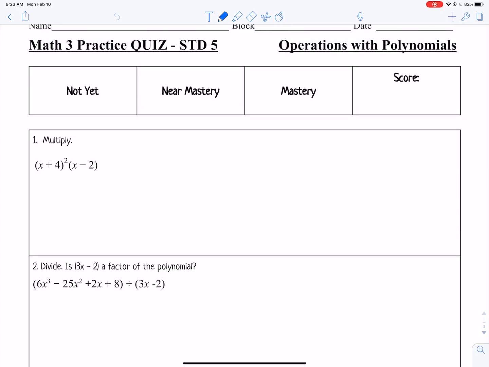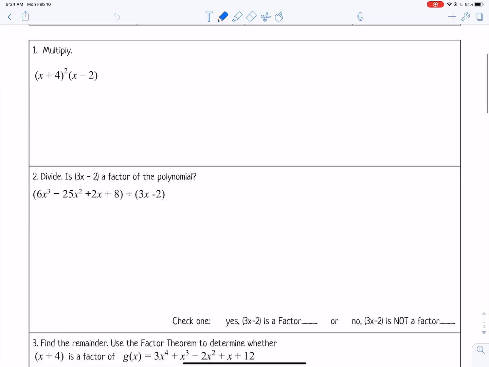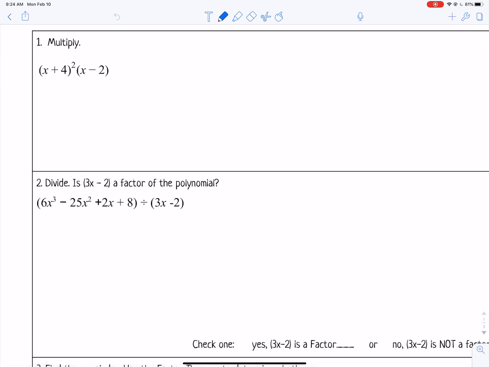In this video, we're going to take a look at the practice quiz for standard 5. For number 1, it says to multiply (x + 4)² times (x − 2). So what I'm going to do first is take the (x + 4)², and I am going to use the box method. We're going to FOIL (x + 4) times (x + 4).